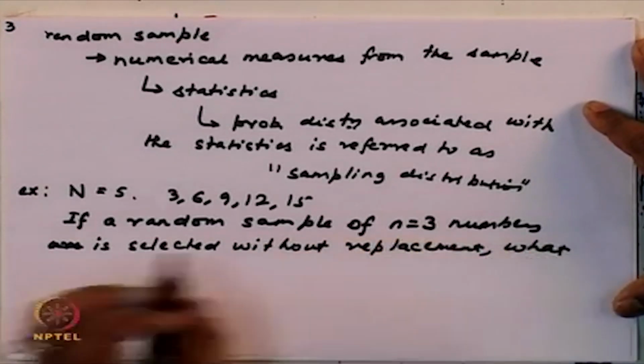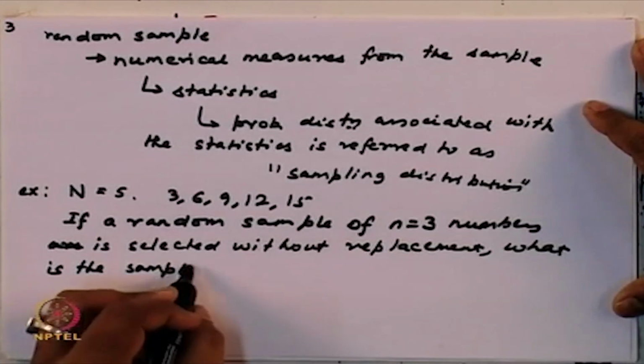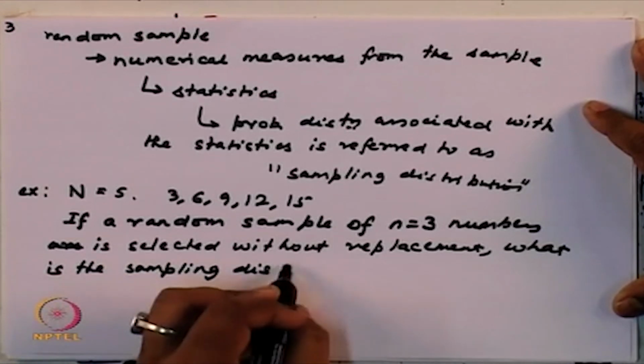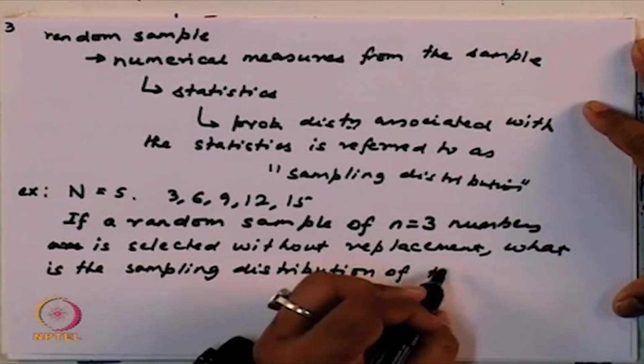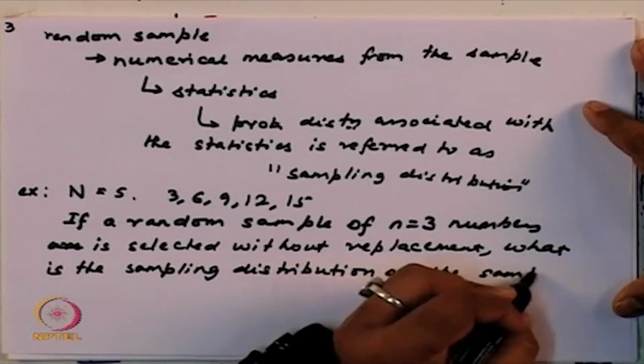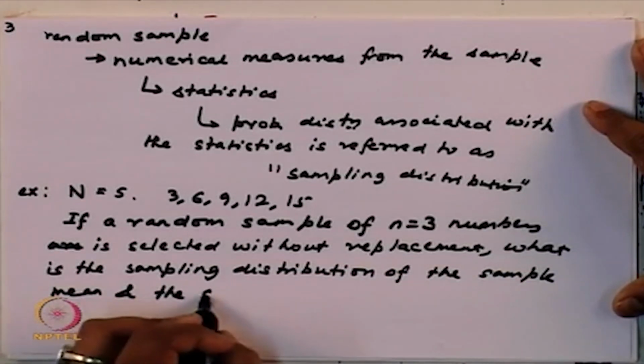What is the sampling distribution of the sample mean and the sample median?